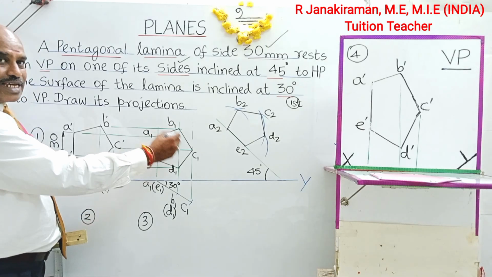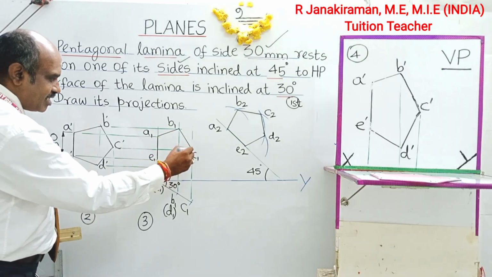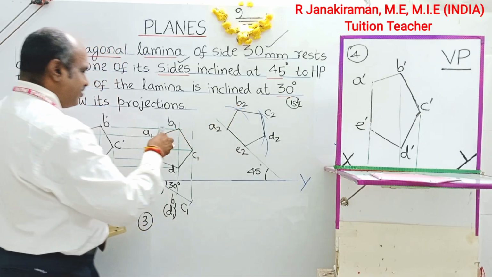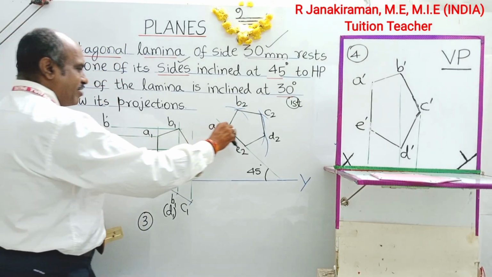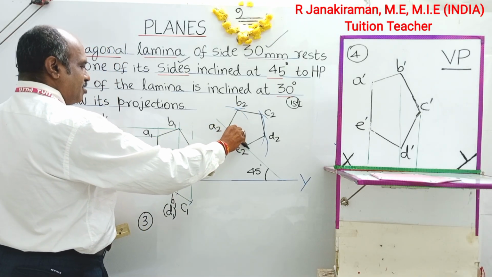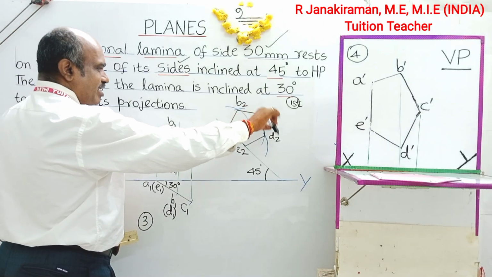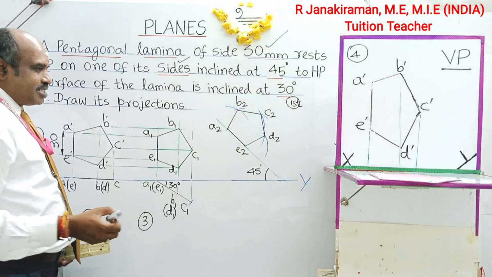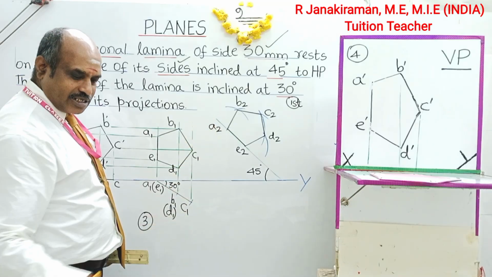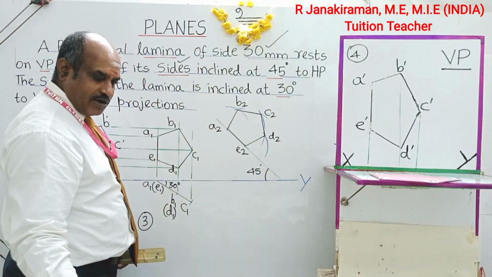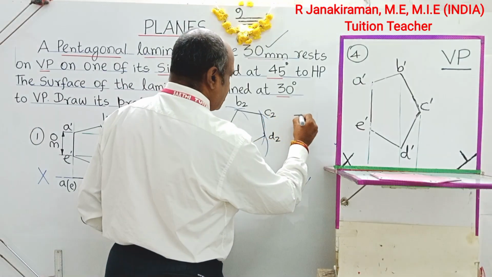See, look at this diagram. The same shape and size will be here, copy-pasted. Instead of the resting side being vertical, it is inclined at 45 degrees to HP like this. Once this edge or side is inclined, all other edges will correspondingly change their position. That is this concept. This is our fifth diagram completed, the final front view. The front view will always come above the XY line.